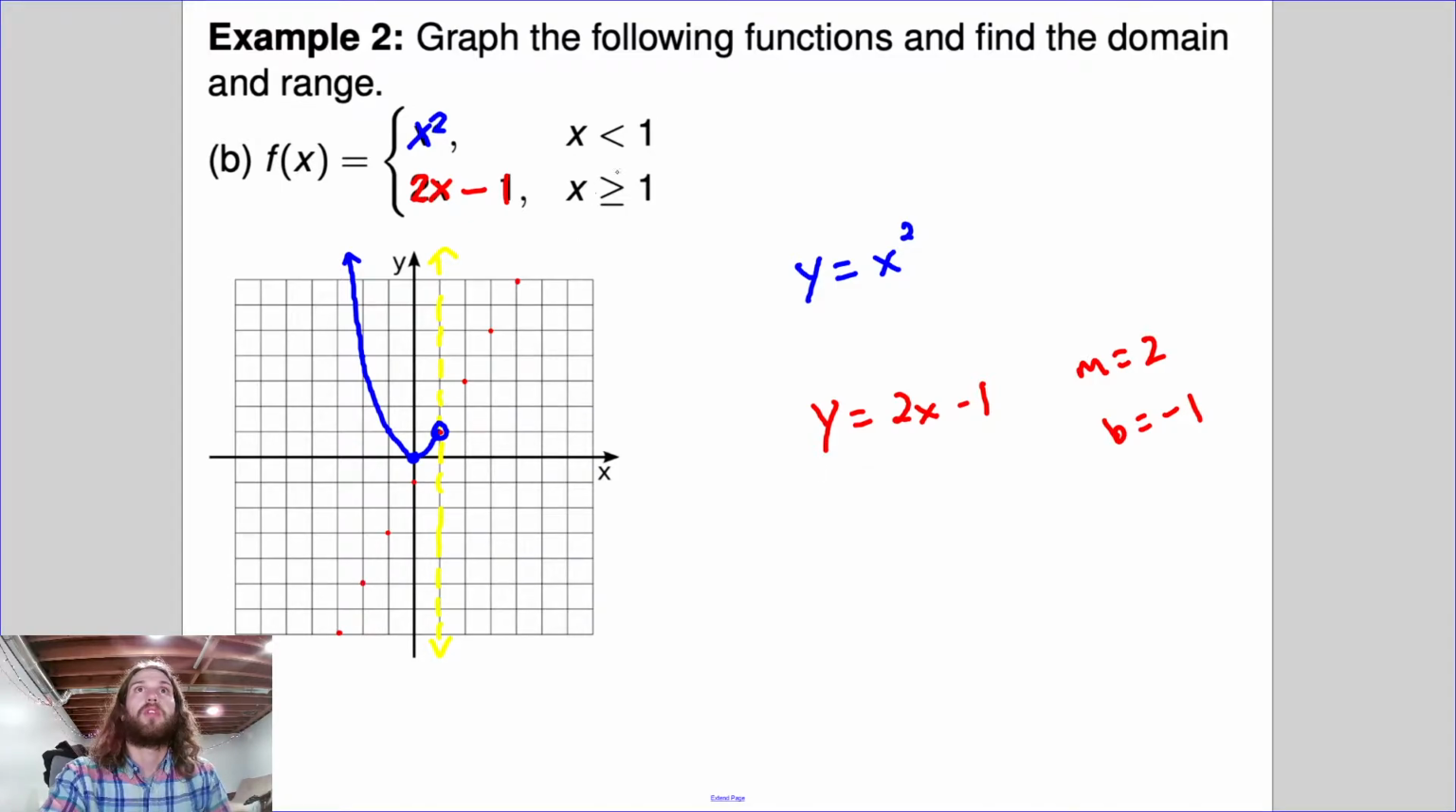Okay. Now, what are the points we're interested in? That's a closed circle there. Closed circle because of the equal sign. Heading to the right.